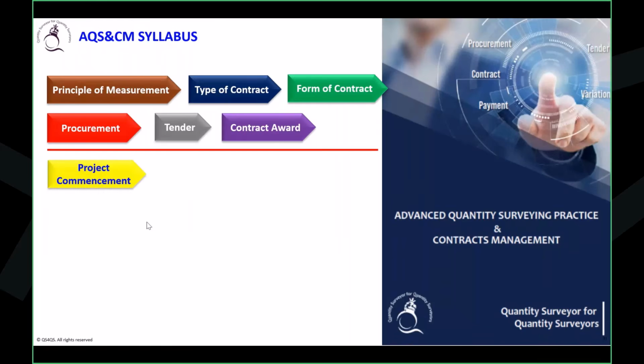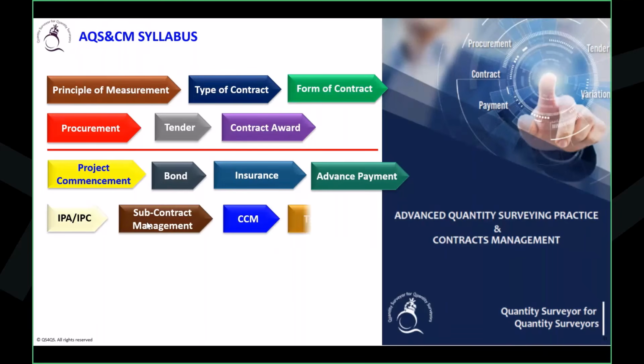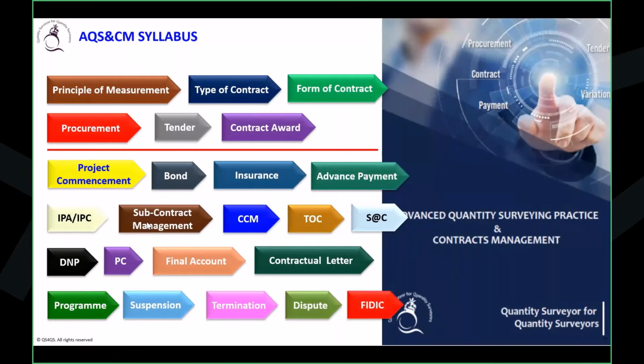When post-contract begins, we are talking about project commencement, bond, insurance, advance payment and how to do the advance, interim payment application or certification, subcontractor management, variation, change control management, taking over certificate, statement at completion, defect notification period, rights and obligations and provisions, performance certificate at the end, final account, and contractual letters, which we will definitely adapt. You should also learn the program, suspension, termination, and disputes. We are going to cover the entire FIDIC.